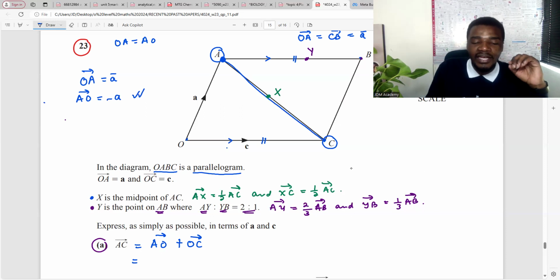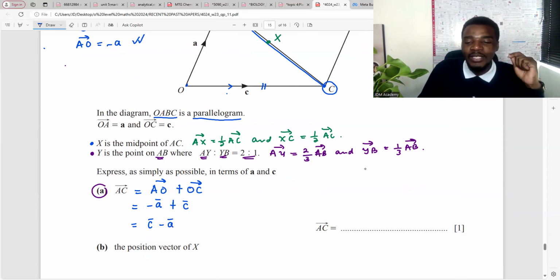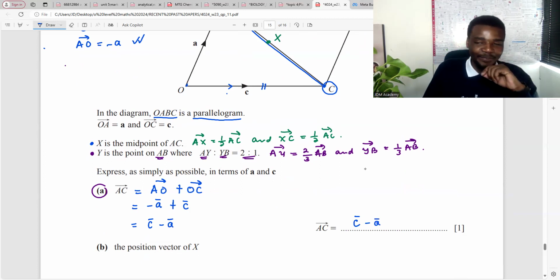So here we want vector AO. So it's going to be minus A plus, what is the vector OC? Given straight away that it's vector C. So if you want to rewrite our answer, remember addition is commutative. So you can also write this as vector C minus vector A. So yes, this is our final answer.